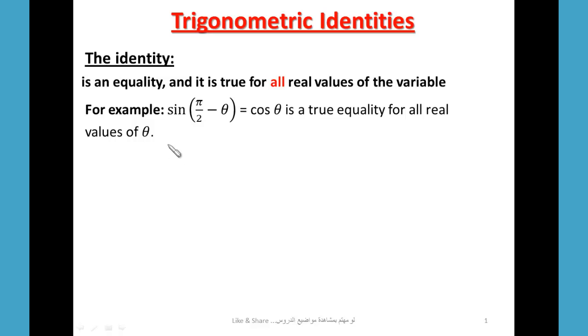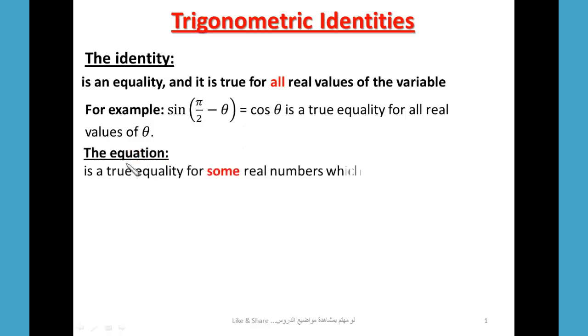and you have to take care of this. In the identity, it is a true equality for all the values of theta, whatever the value of theta. Theta equal pi over 3, pi over 4, pi over 5. It's always true. But we have another definition for the equation. It is a true equality for some real numbers which satisfy this equality.